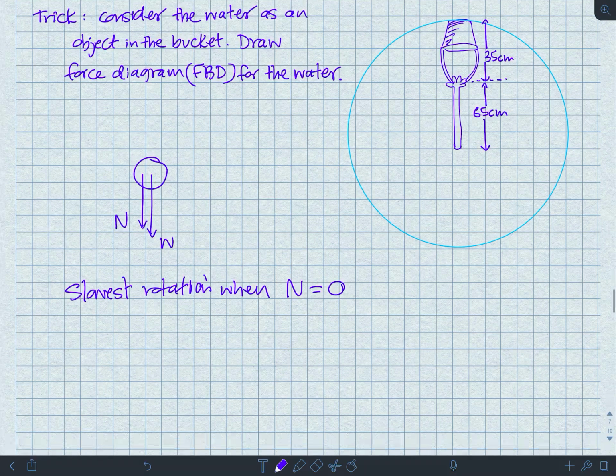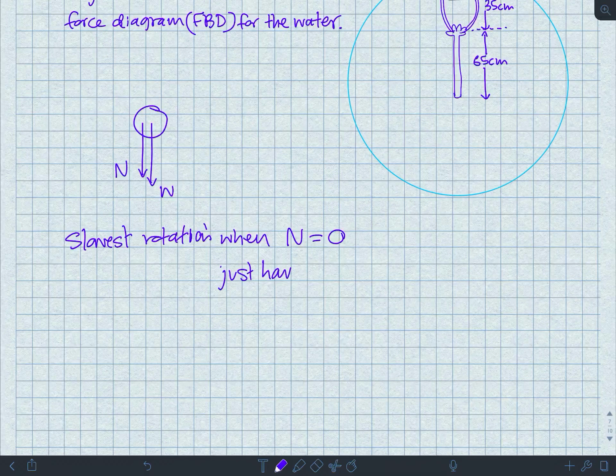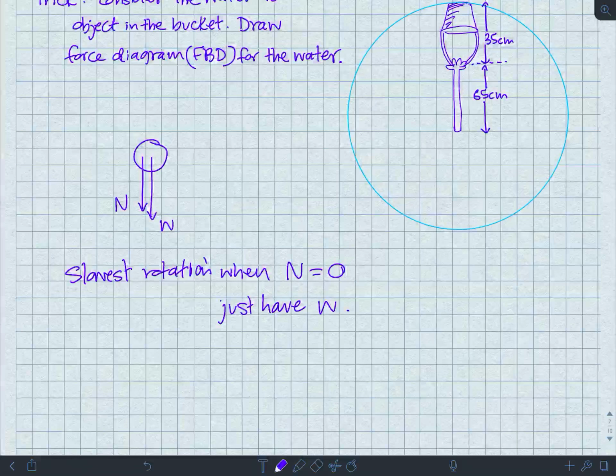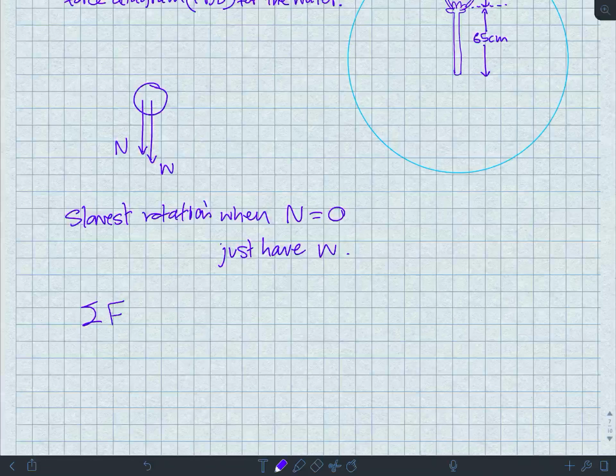Okay, so now we really get down to just saying that the normal force is equal to 0, and we just have the weight acting downward. Okay, so now let's apply Newton's second law to that. Now that we know that we really just have one force that's acting. And remember, we're using the centripetal direction. So the centripetal force is going to be equal to mv squared over r.